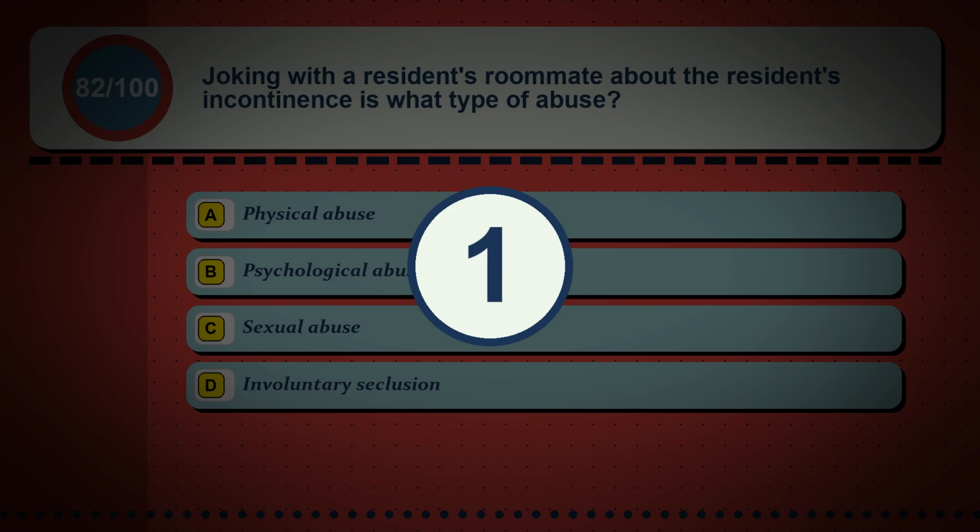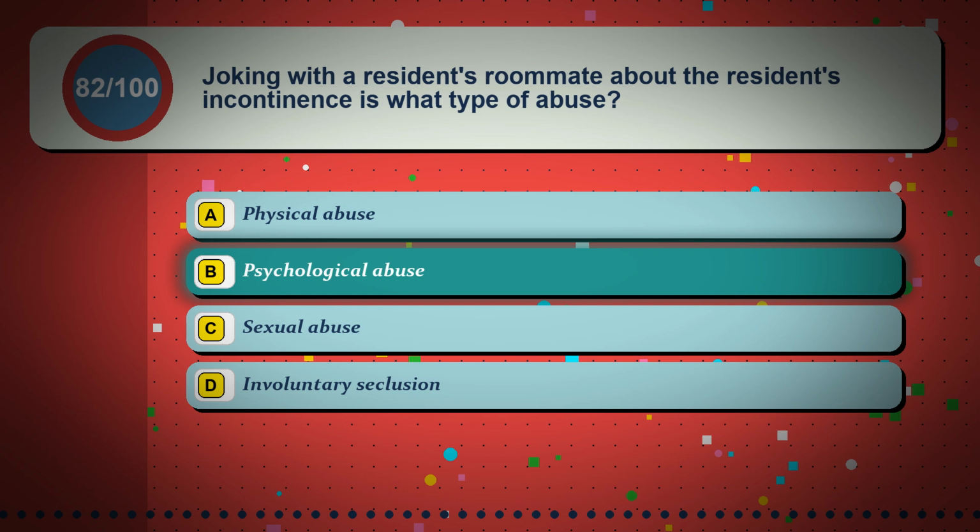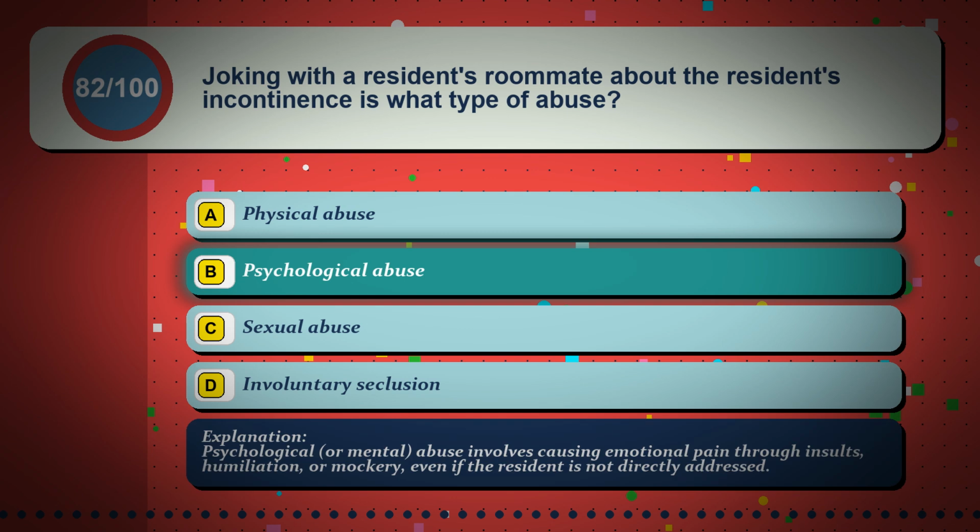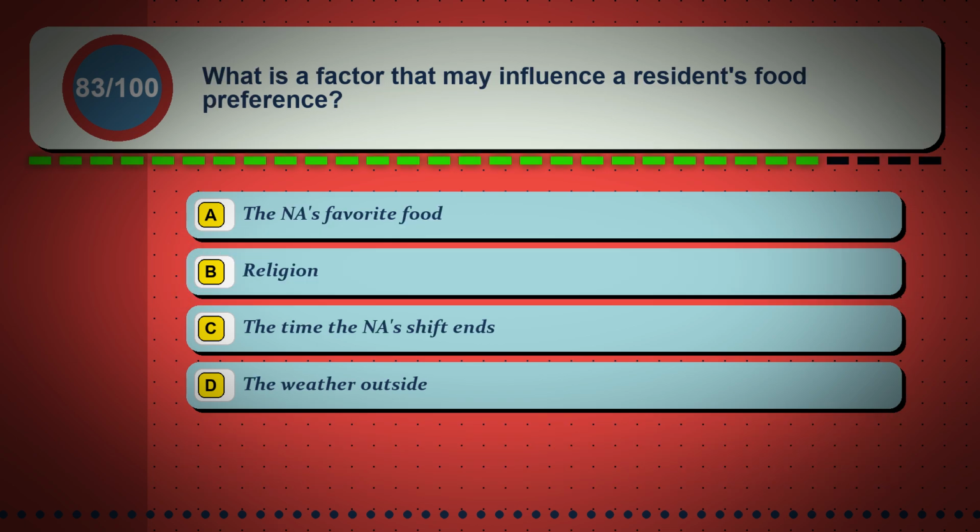The correct answer is option B, psychological abuse. Psychological or mental abuse involves causing emotional pain through insults, humiliation, or mockery, even if the resident is not directly addressed. Question 83. What is a factor that may influence a resident's food preference?